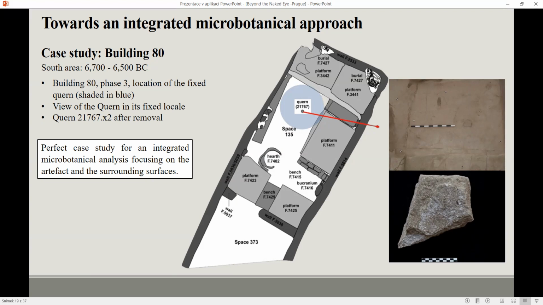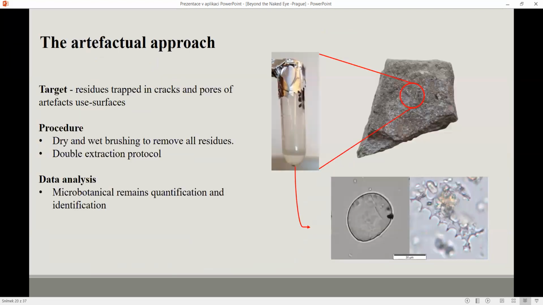So due to this characteristic, Building 80 is actually a great example to perform an integrated approach, combining the artifacts involved in plant processing activities and looking at the remaining surfaces around the whole building.